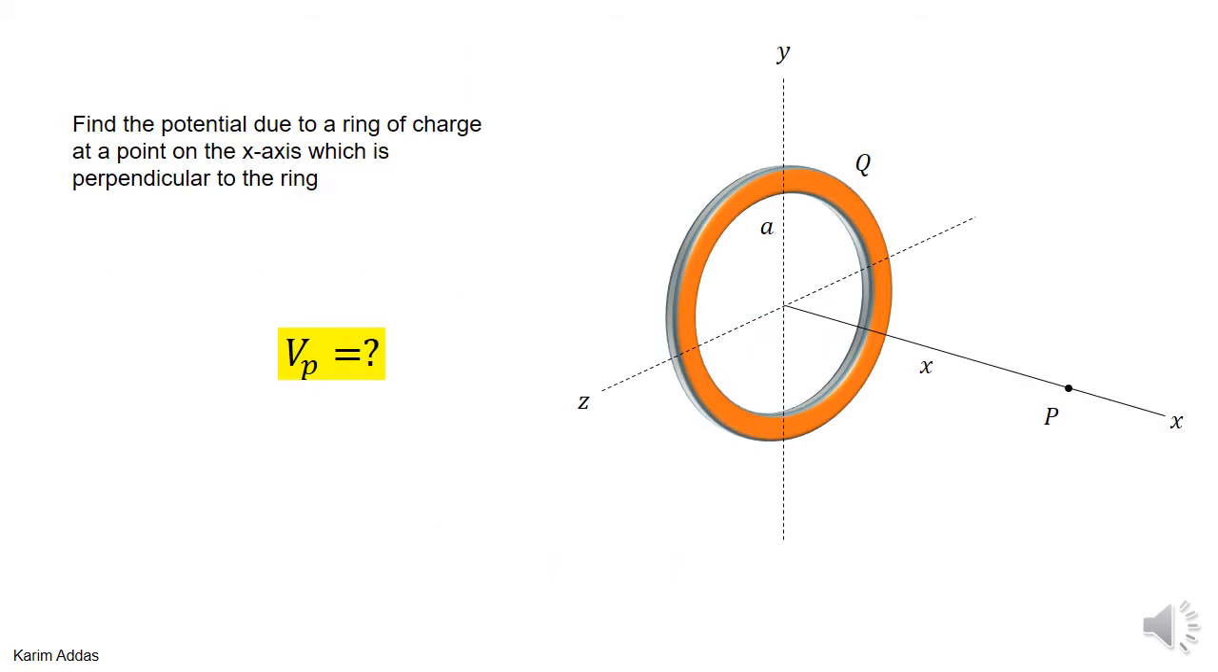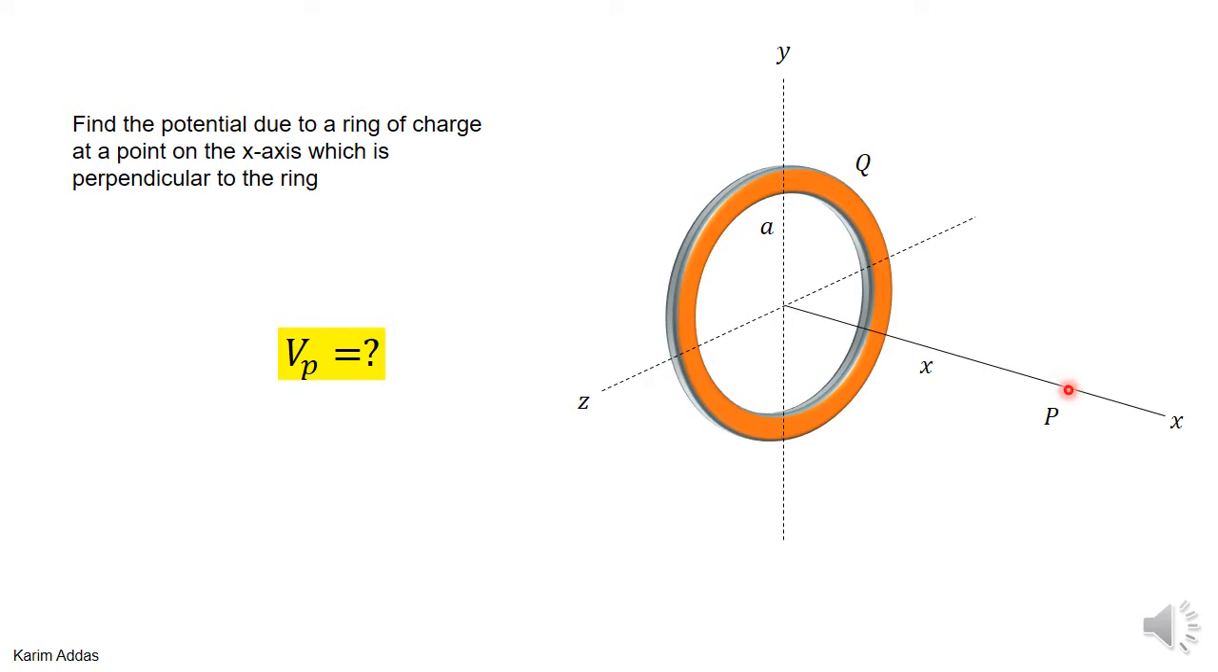So the problem we're going to tackle is the problem of a ring. We've done this before in the chapter on electric field. So we want to solve the same problem using the concept of potential to see how you can get the same result with a different technique. The ring exists in the YZ plane, and the x-axis is perpendicular to the ring, and the distance between the center of the ring, which is the origin of the coordinate system, and the point P is x. The radius of the ring is a, and the total charge of the ring is Q. And we want to find the electric field at point P.